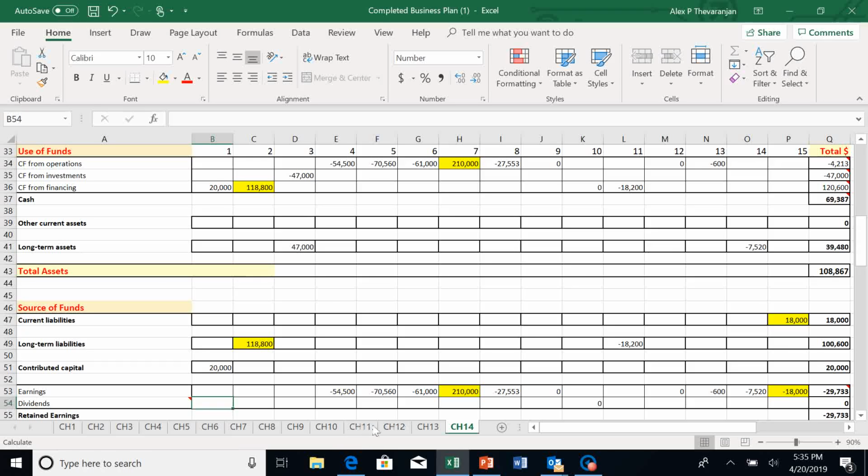Then here is our variable cost, cash flow from operations comes down, earnings come down. Here is our fixed cost, cash flow from operations comes down, earnings come down. Here is the good news, sales is taking place and money is coming.